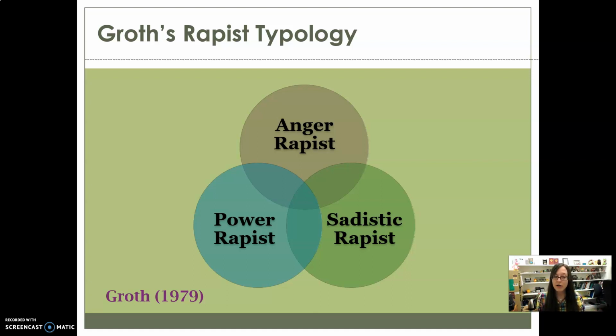So victims are targeted and stalked as well. So that plays into that planning and premeditation, because part of their fantasy is the victim has to look a certain way or talk a certain way or move a certain way or whatever, and dress a certain way. So they want specific victims that play into that fantasy. So that's Groth's rapist typology.